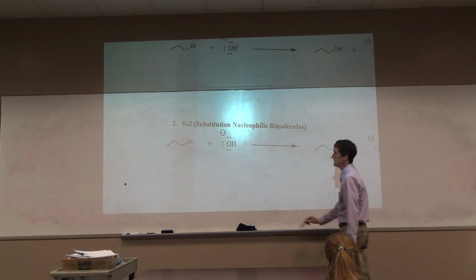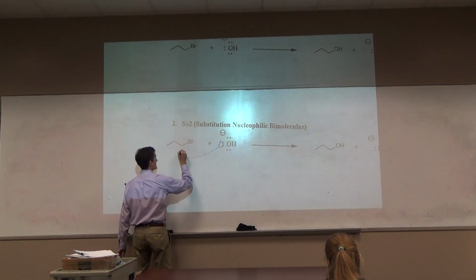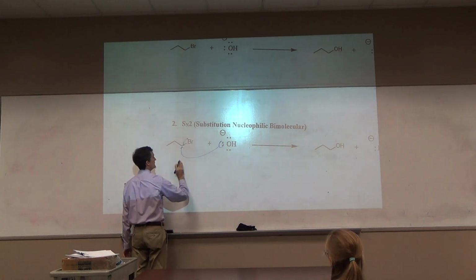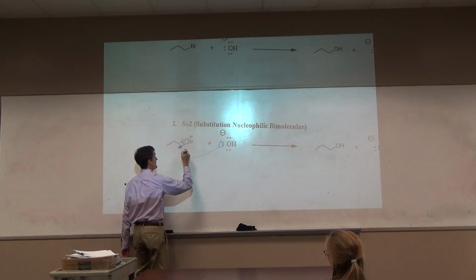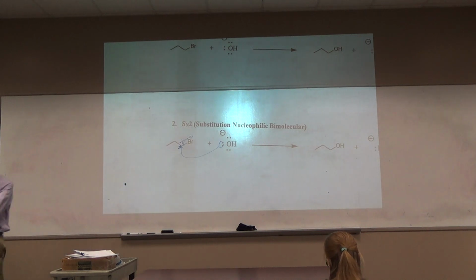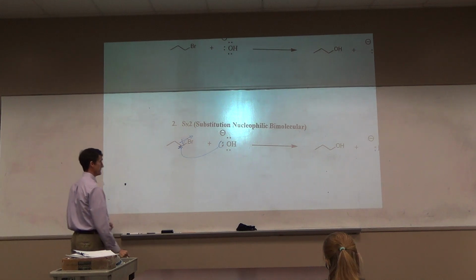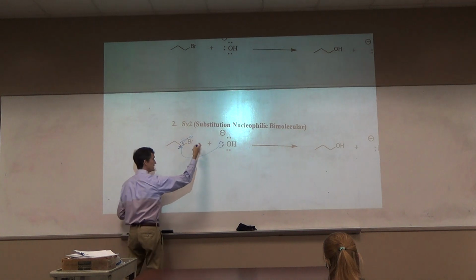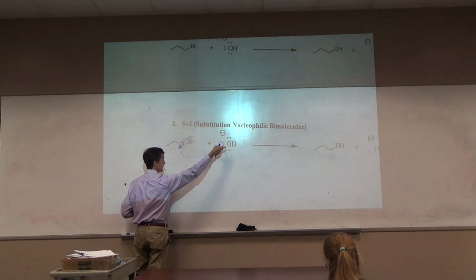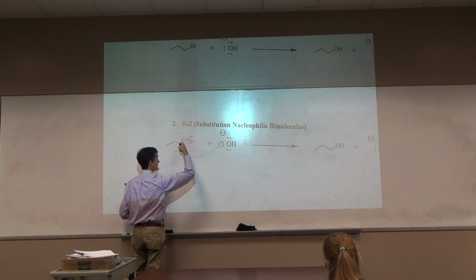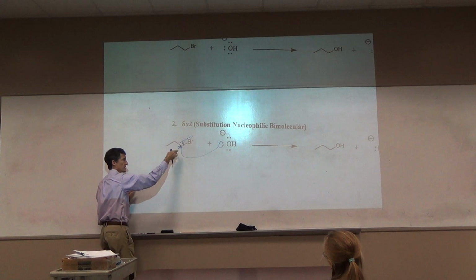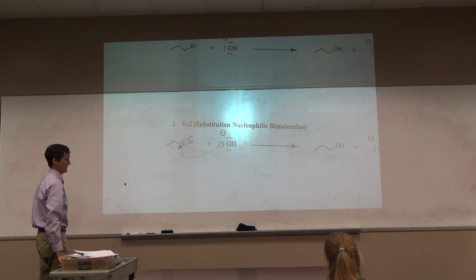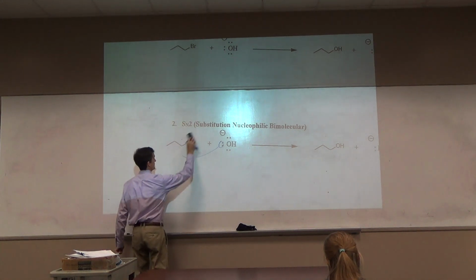Down here, right? Why would this attack this carbon? Because it is partial plus. Yes, there is a dipole here. Okay? It's not a full carbocation, but it's a partial plus from polarity. And since it's partial plus, it's going to like the electrons, or you can say the electrons are going to like it. So this is called the electrophile. But it's partial plus.